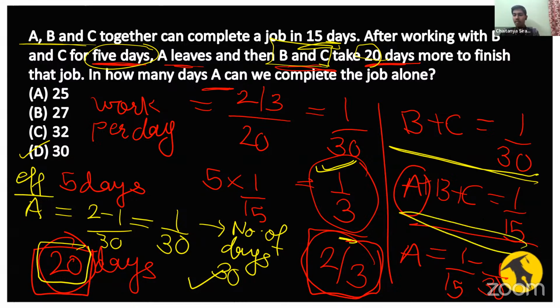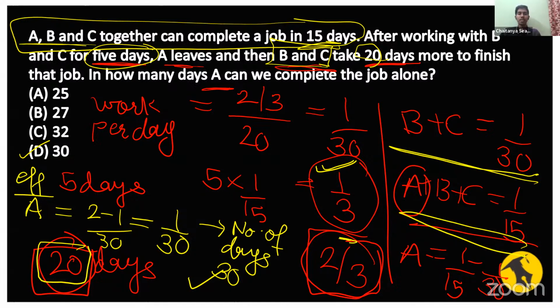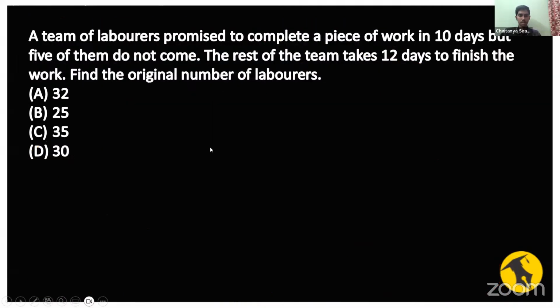We already have this equation given from the first statement. And then we simply substitute the value and get the value for the efficiency of A, and the reciprocal of 1 by 30 gives us the number of days A would alone take to complete the job. Okay, I hope the logic is clear. Okay, moving ahead. Next question.